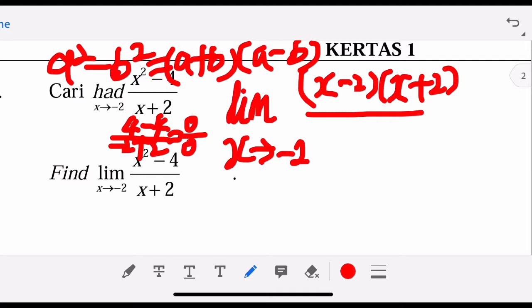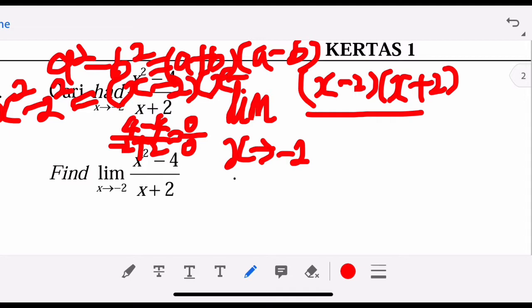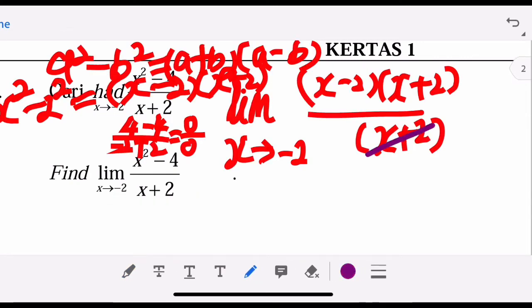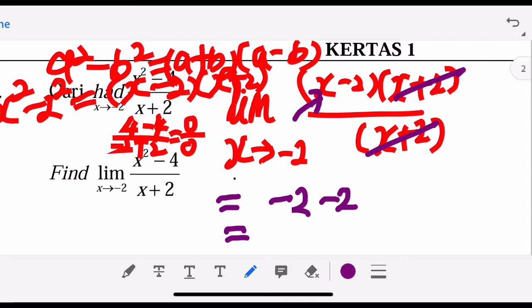Okay, so when you have x square minus 4, you have to write x square minus 2 square. So you write (x plus 2)(x minus 2), right? Then you have to simplify. So the way to do is you factorize and you simplify. That is how you do the limit. After you simplify, you can substitute the -2 into the function. So you substitute into x, so the value is just -4, right?